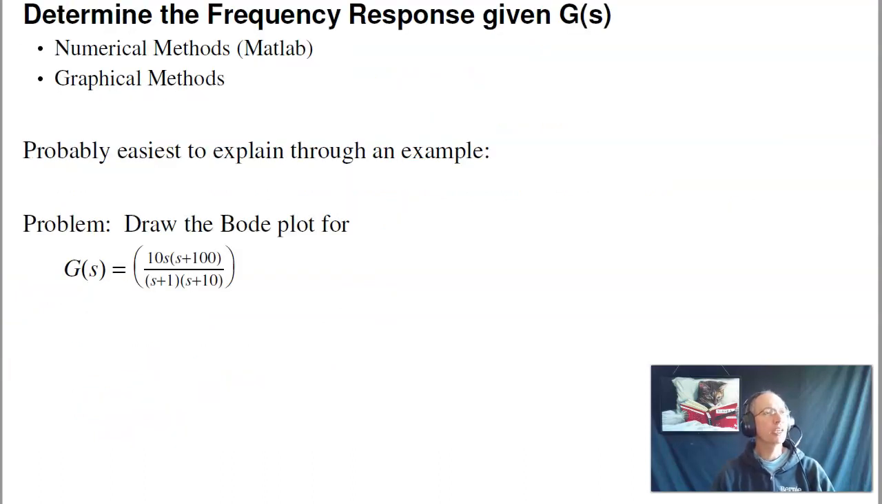So, with those definitions, we can start looking at trying to determine or plot the Bode plot, determine the frequency response of a system given G of s. And we'll look at two approaches. One's numerical methods, i.e. MATLAB, and the second will be graphical methods. And this is probably easiest to explain through an example. So just for example, suppose I had the following system. I've got 2 zeros, 2 poles, and a gain up on top of 10.